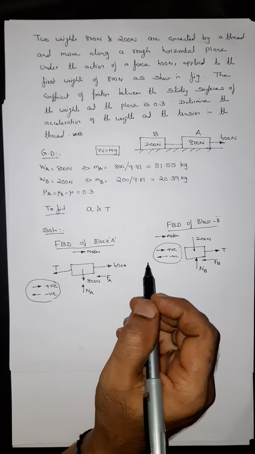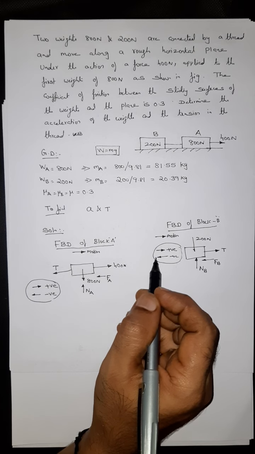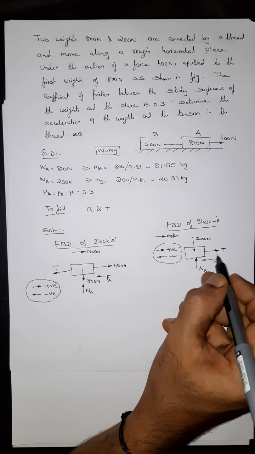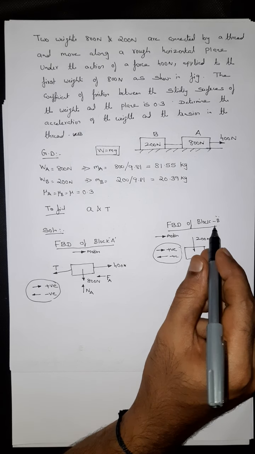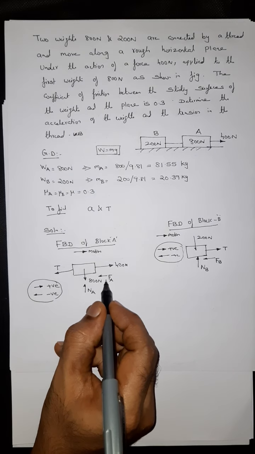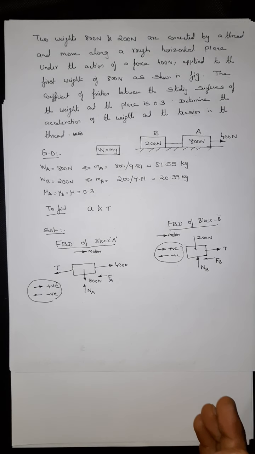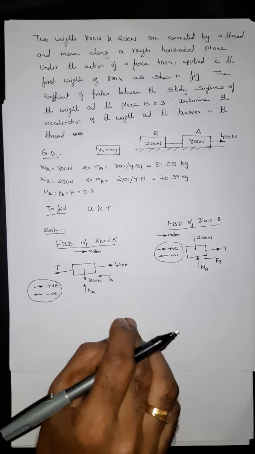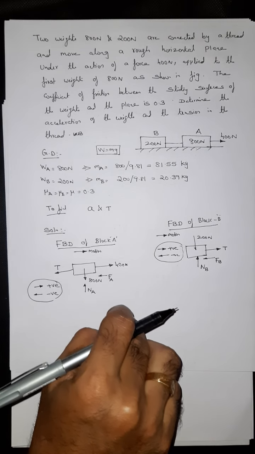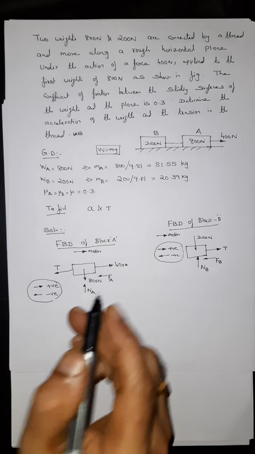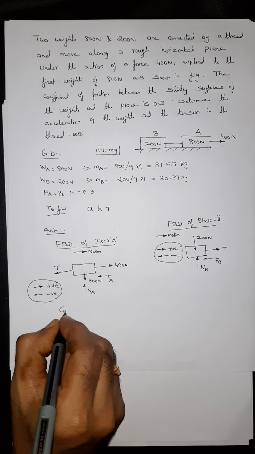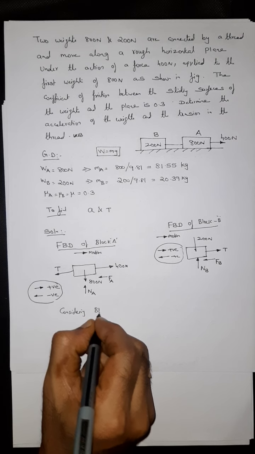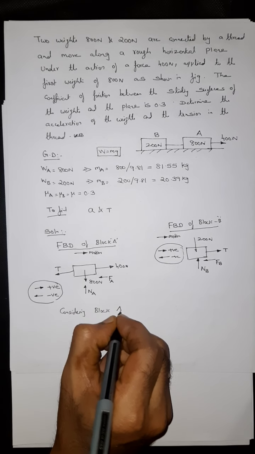How to proceed further? Let me just check the number of unknowns: 1, 2, 3. As far as block B is concerned, here also 1, 2, 3, it's one and the same. That means 3 unknowns for B and A. So I'll go with block A.